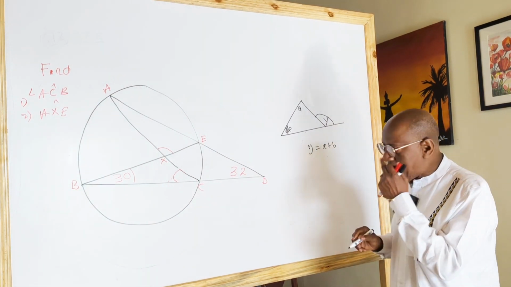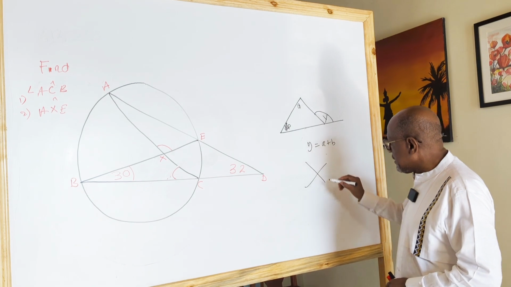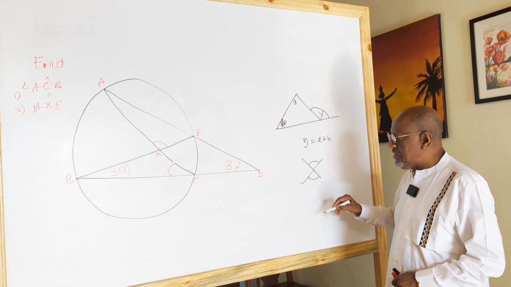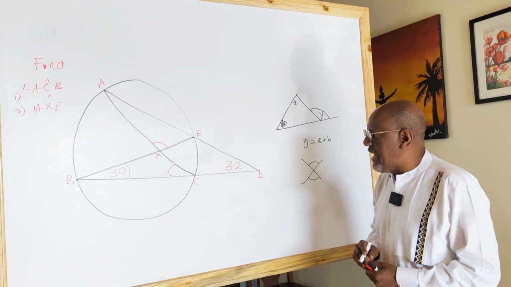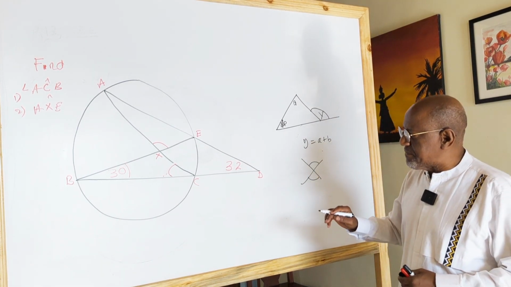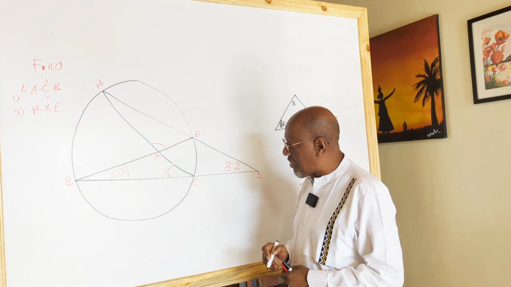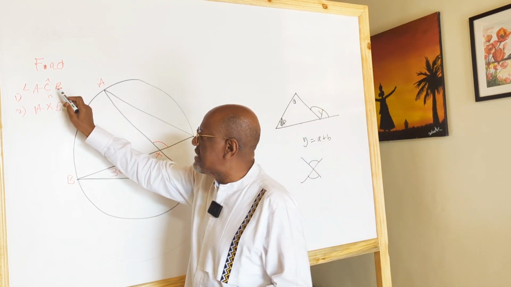We also need to remember that if two straight lines intersect, vertical angles are congruent. These are equal in magnitude. So those two facts we need to use, in addition to the fact that angles in the same segment of a circle are congruent. Now, let us find ACB.